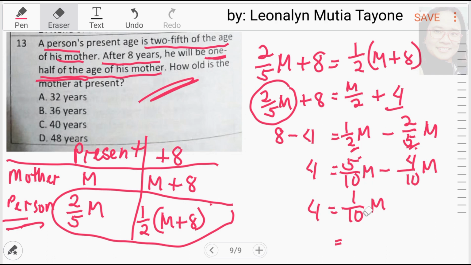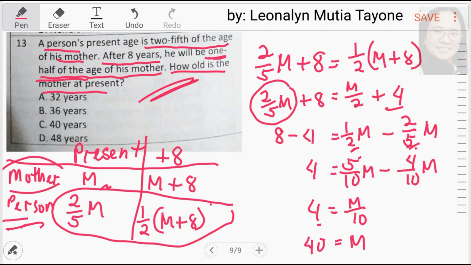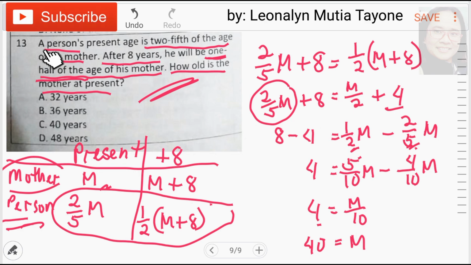Para klaro lang, itong 1/10 M, pareho lang yan sa M/10. Since si 10 pang divide ni M, kapag matransfer na siya sa kabila, pang multiply na siya sa 4. 4 times 10, that is 40. So, si M, si mother bale at present age ay 40. Ano ang tanong dito? How old is the mother at present? So, 40 years. Yan na yung sagot.